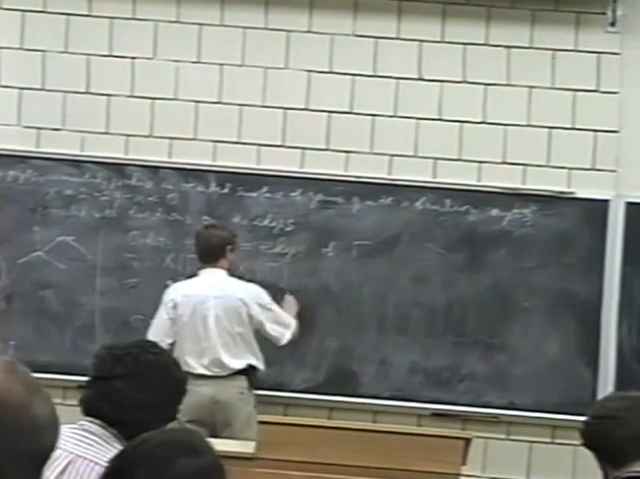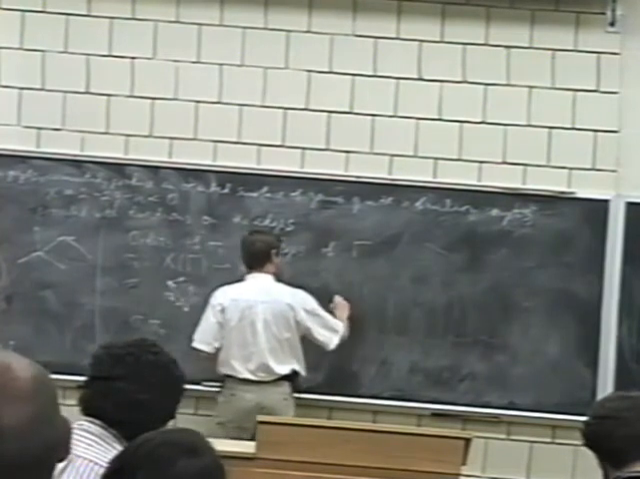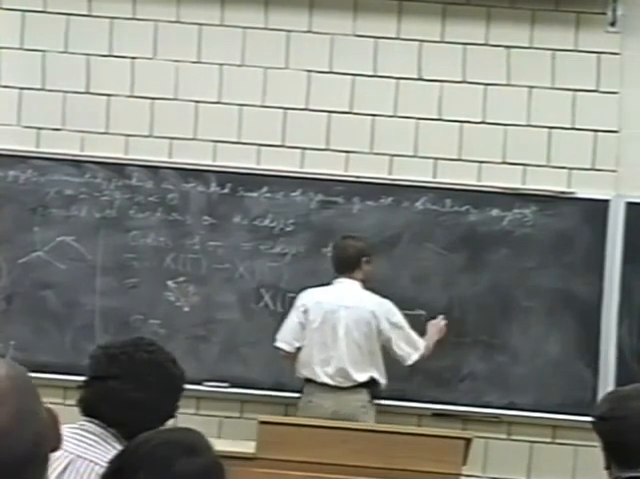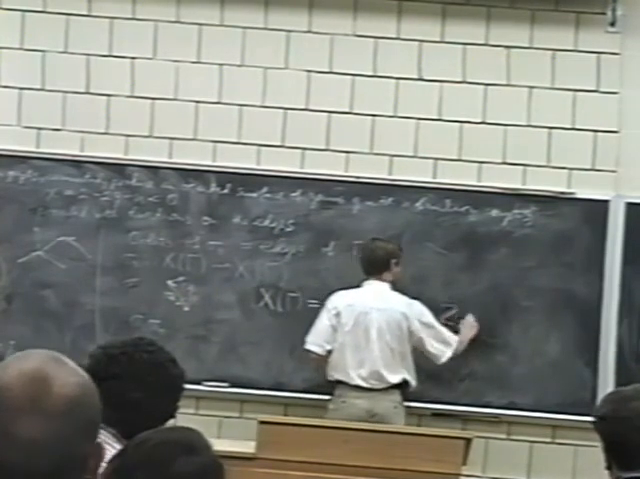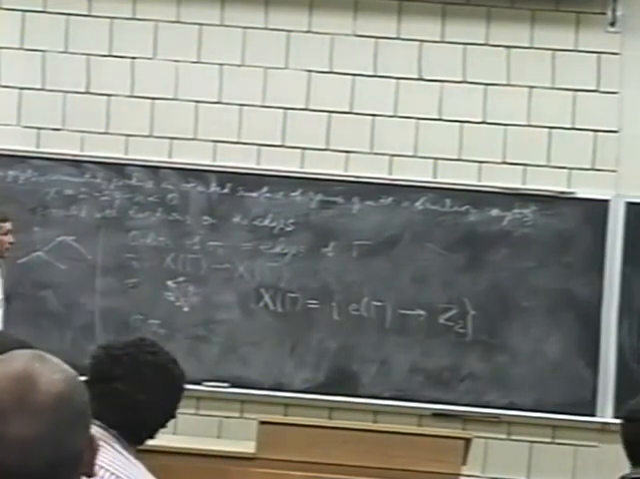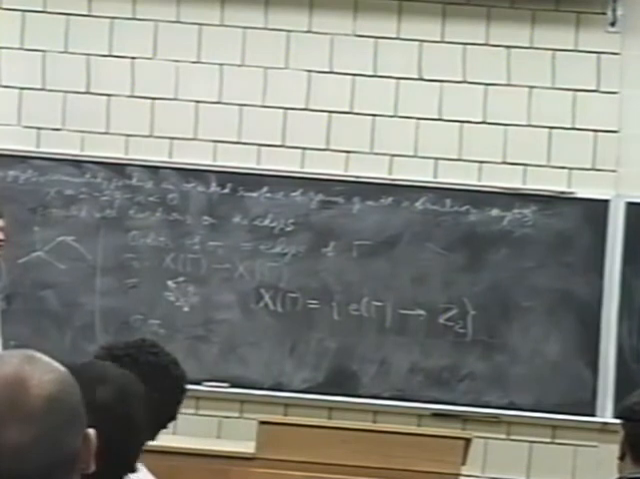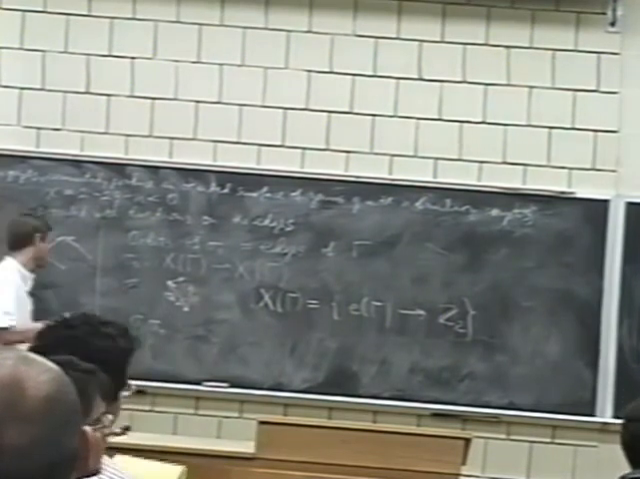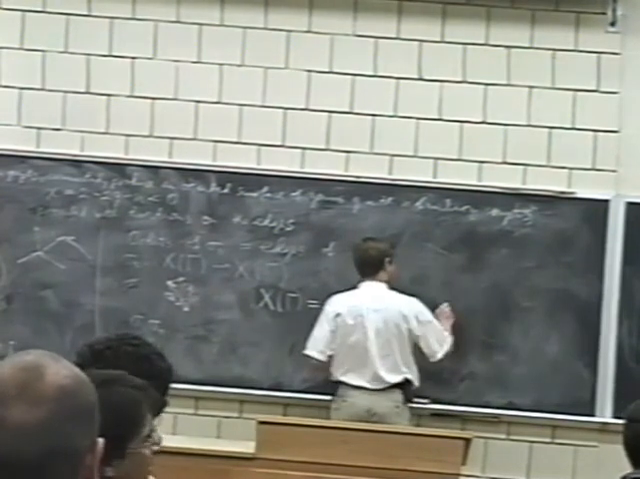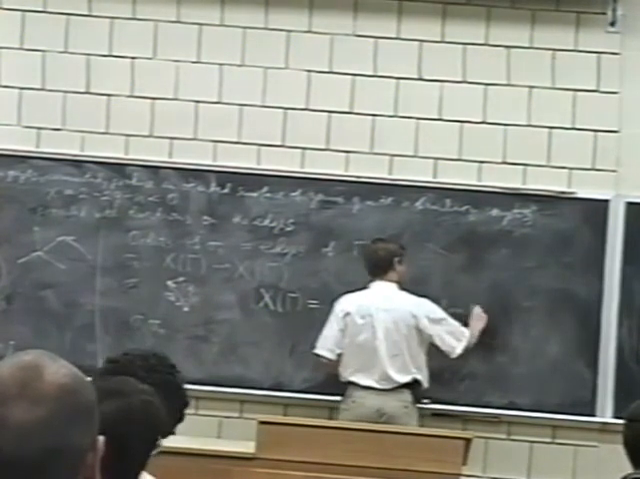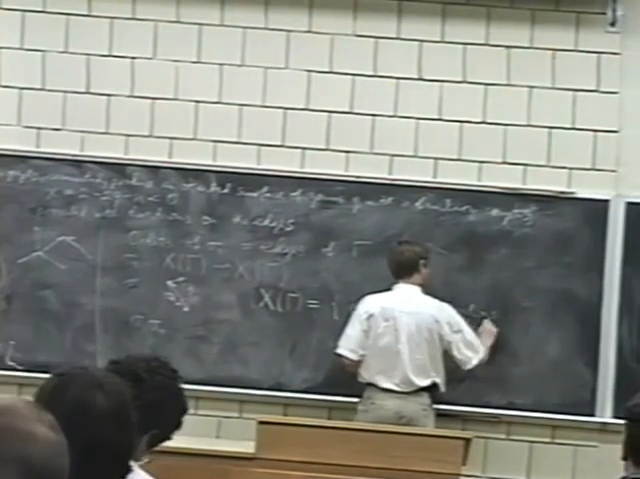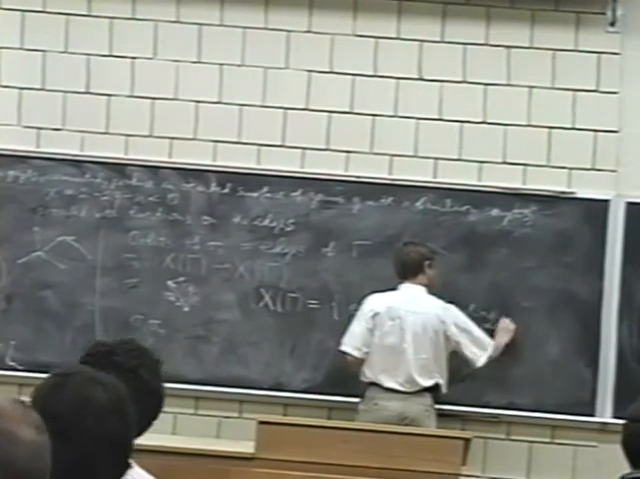X of gamma is a set of maps from the edges of the graph to Z2. Yeah, the set of directions. That's right, so it's a two element set of directions on the edges.